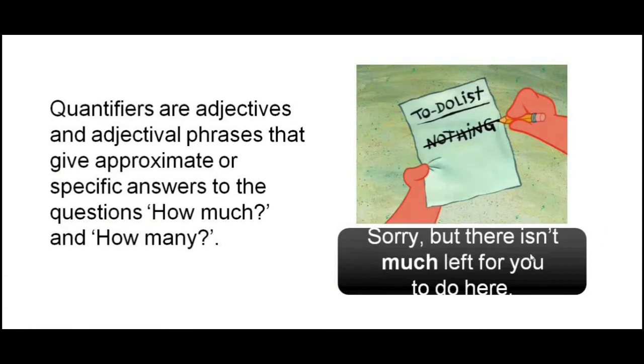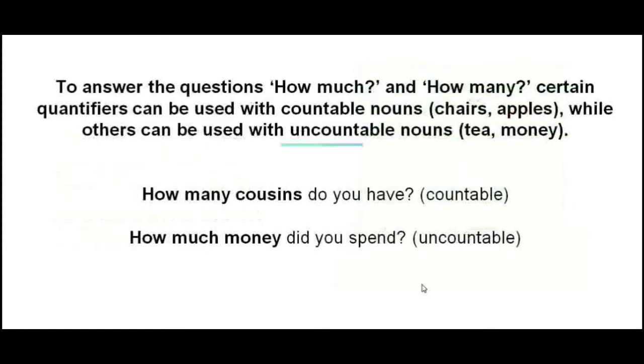Sorry, but there isn't much left for you to do here. Note that the word much in the sentence is a quantifier, and it tells us how much work is left to do. Now, to answer the questions how much and how many, certain quantifiers can be used with countable nouns, such as chairs and apples, while others can be used with uncountable nouns, such as tea and money.